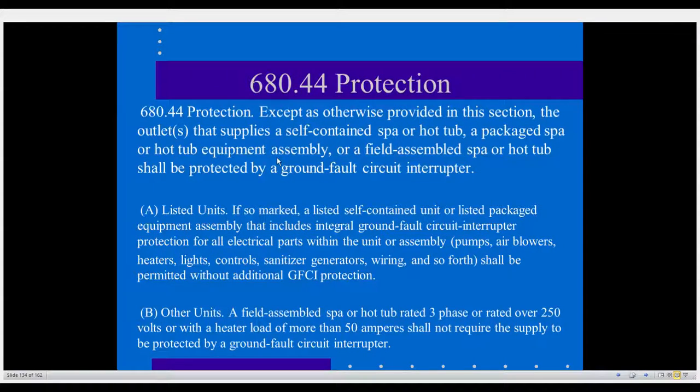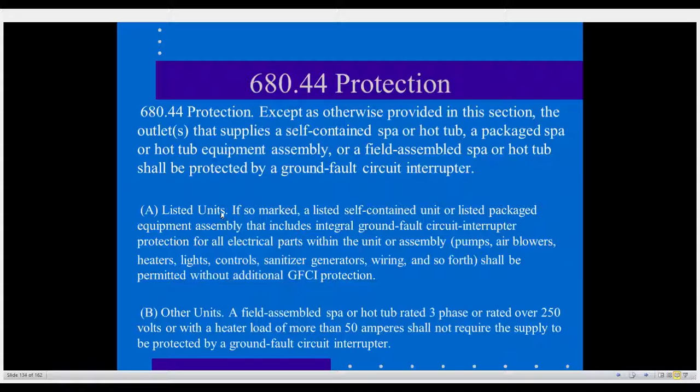Now, 680.44, we're going to talk about protection here. Notice it says, except as otherwise provided in the section. So we have all of these GFCI requirements everywhere, depending on where the receptacle is supplying power to the hot tub or spa. We have some allowances here where you don't have to have it. It might have its own GFCI, or you don't have to have GFCI protection for it. So here are 2 unique applications where the general rule is you're going to have GFCI protection on all hot tub and spa applications. But then you have some allowances here, and let's look at it.